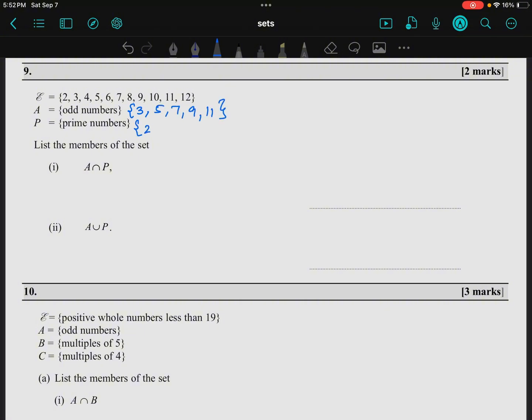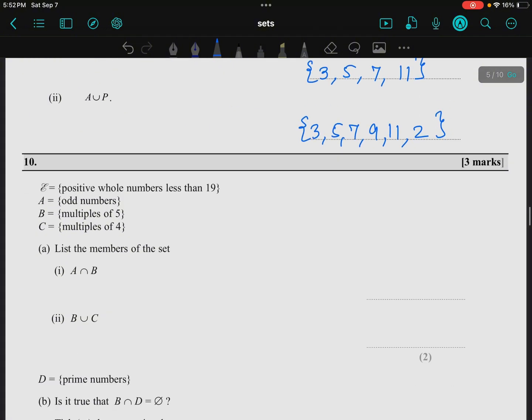And prime numbers are 2, 3, 5, 7, 11. So A intersection P, whatever is common between A and P, which is 3, 5, 7 and 11. Union, then 3, 5, 7, 9, 11, 2 only. That means 2, 3, 5, 7, 9 and 11. Okay. Question number 10.